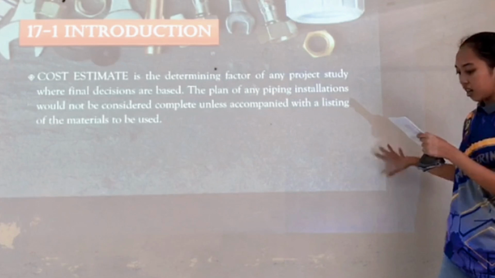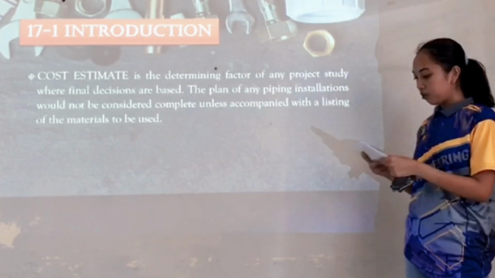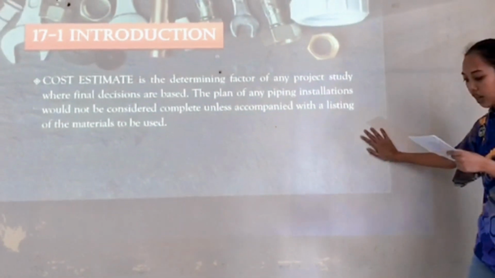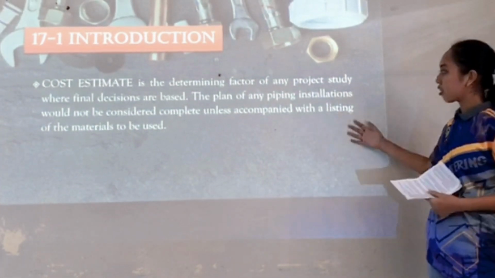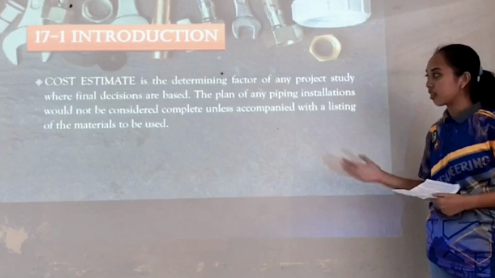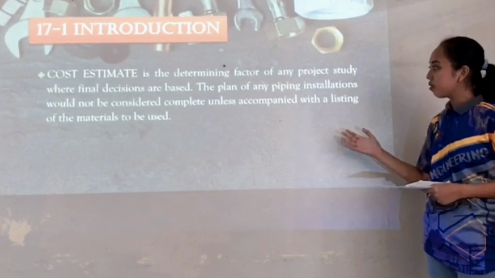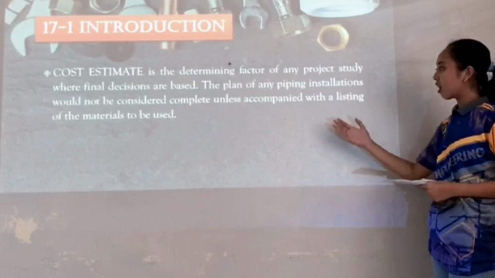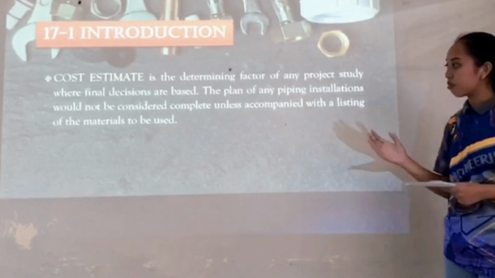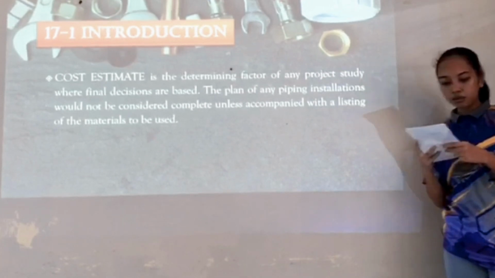So next to the cost estimate, which is a crucial factor in any construction project. Cost estimate is a determining factor of any project study where final decisions are based. The plan of any piping installation would not be considered complete unless accompanied by a listing of the materials to be used. So, next.